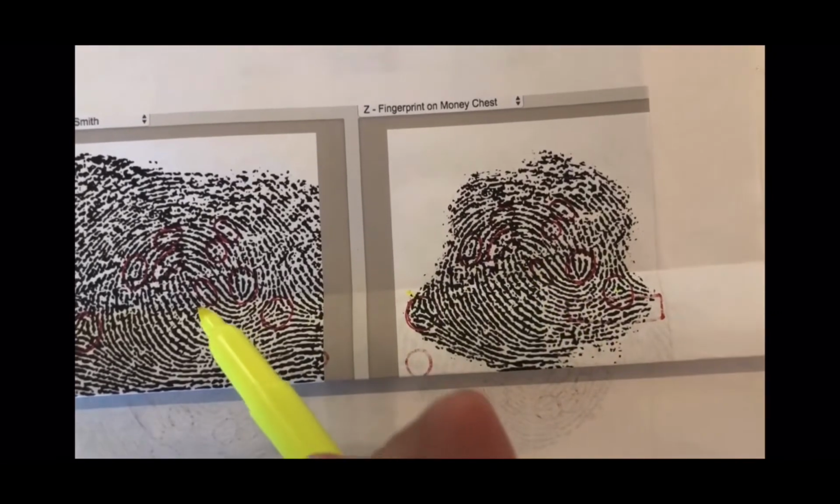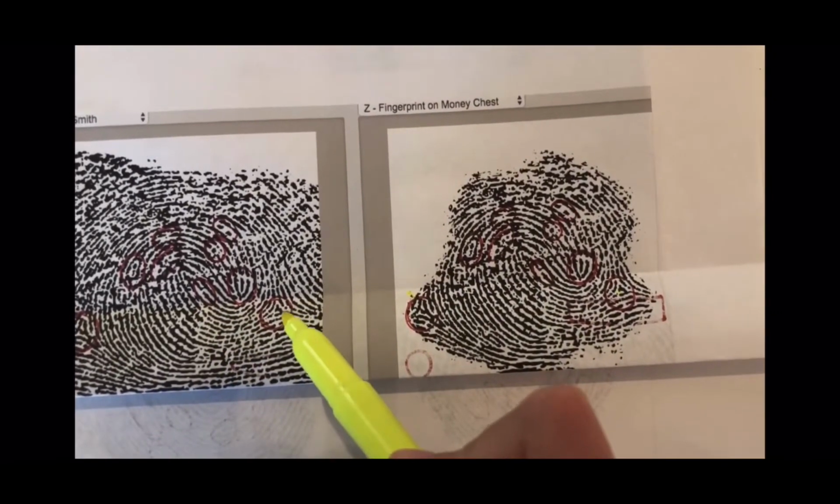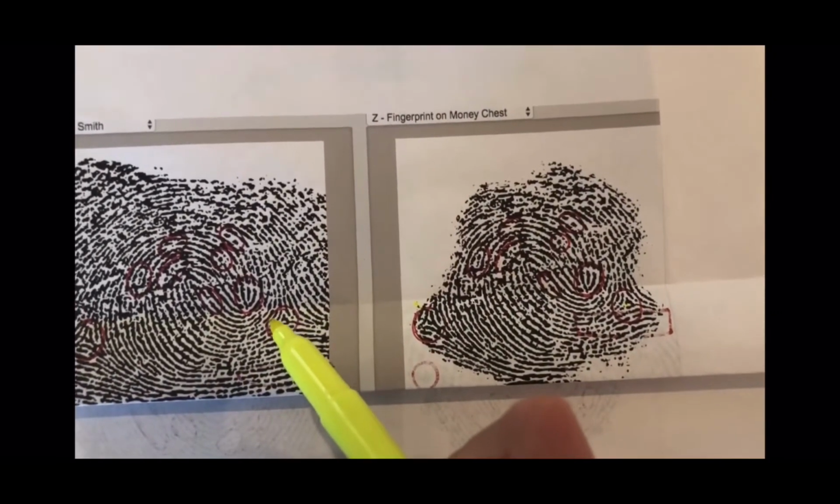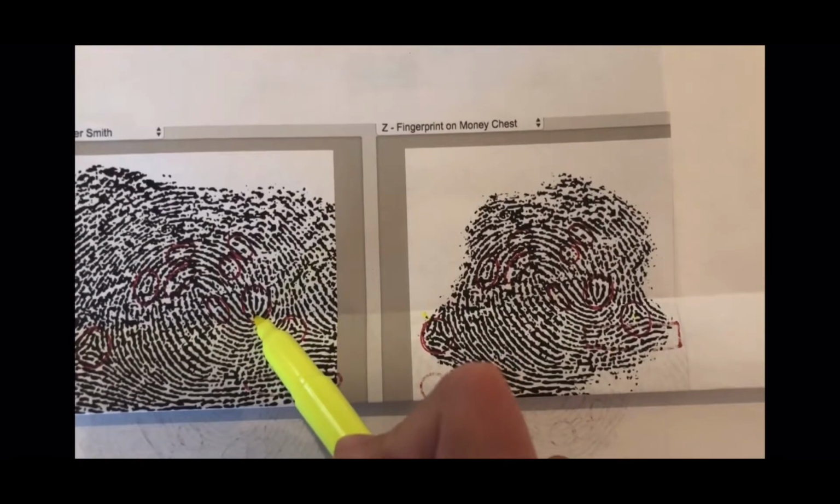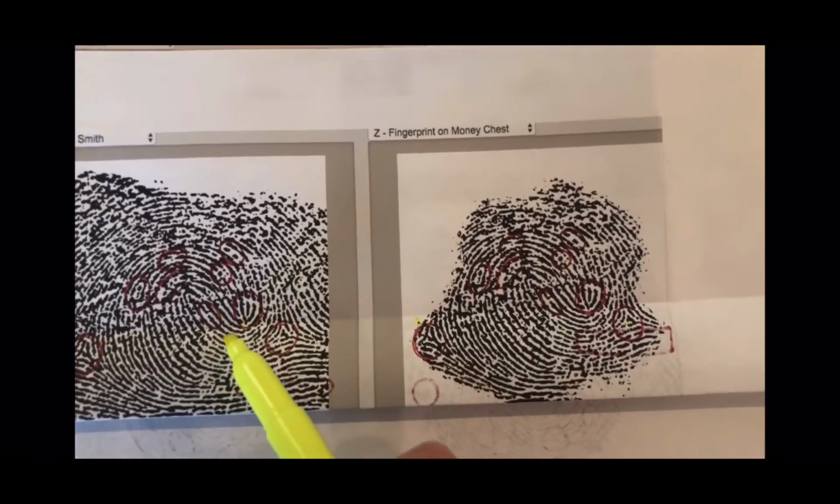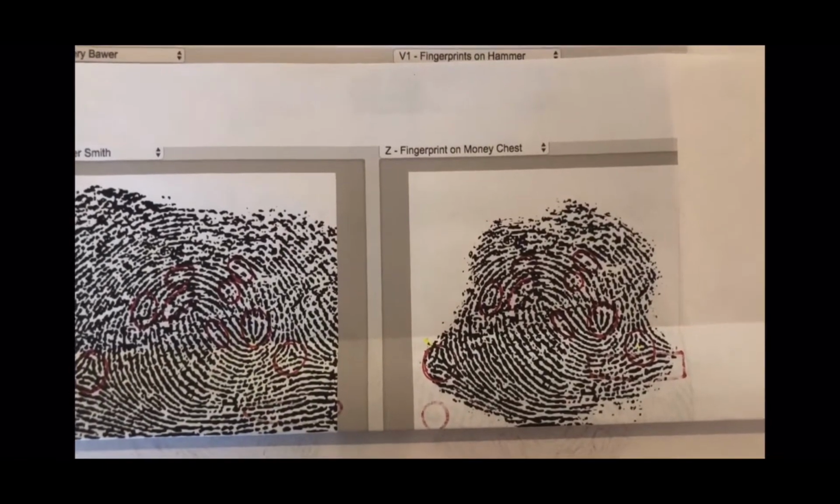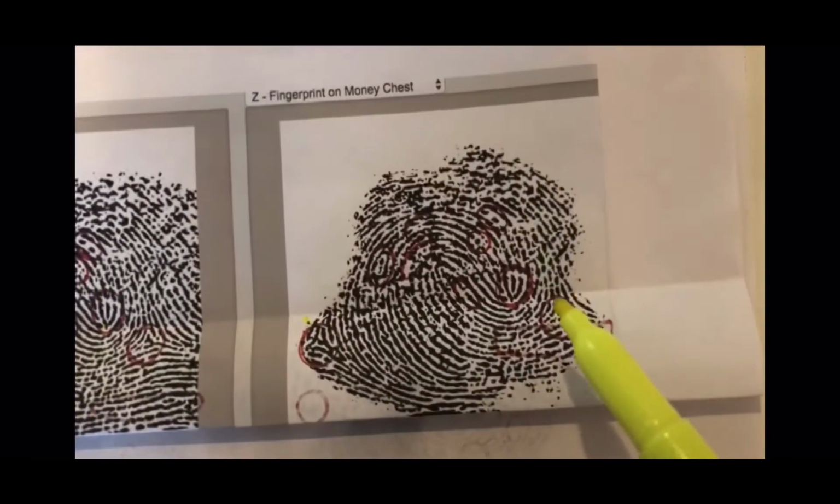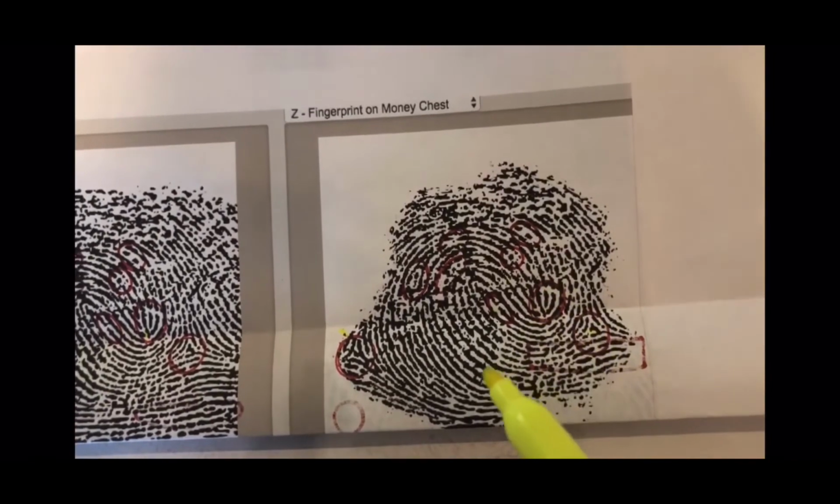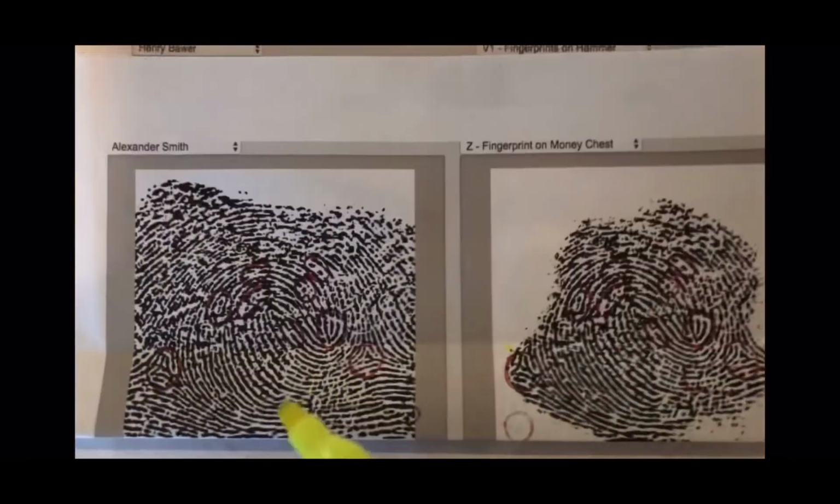And then in between that ridge ending and that delta to the right of the fingerprint is this interesting looking ridge ending. It looks like a fork, and then in the middle is a specific ridge ending. Here can be found that fork with the ridge ending in the middle. Now on to matching dots.